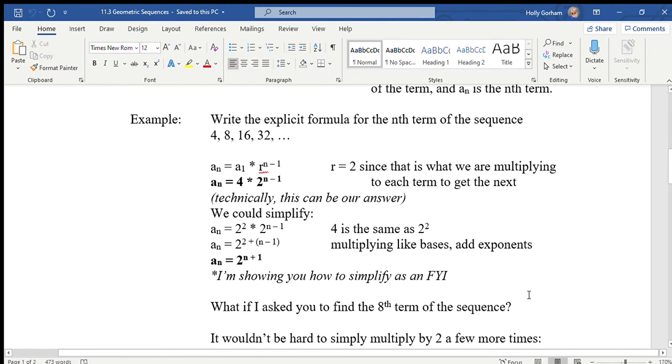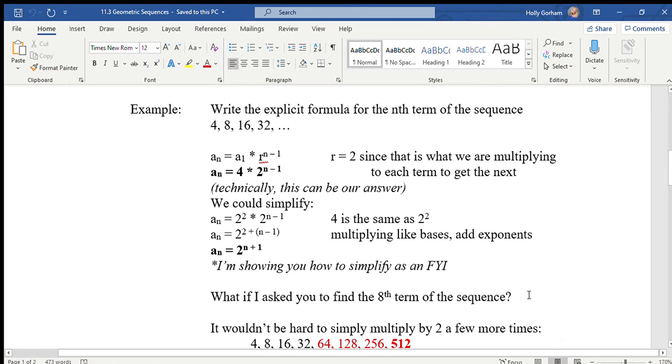So in this example, it says write the explicit formula for the nth term of the sequence 4, 8, 16, 32. So notice that you are multiplying by 2 every time, so our r value is 2. Now, if we take this information and we substitute it into the formula, we would get a sub n equals 4 times 2 to the n minus 1 power. We put 4 in because that's the first term, that's the a sub 1.